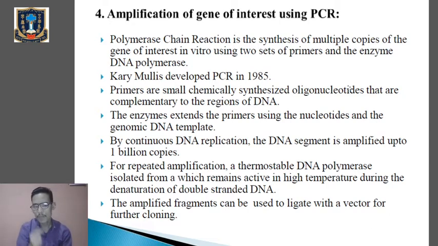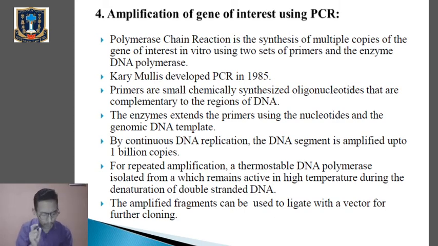And for repeated amplifications, we require a thermostable enzyme. Thermo means heat stable, which can withstand a high degree of temperature. So we are going to use a thermostable DNA polymerase enzyme in PCR, which can withstand high temperature during the denaturation of DNA. When we denature the double-stranded DNA by applying heat, we require an enzyme that can resist such a high temperature. So we are going to use the thermostable DNA polymerase enzyme, which is mainly Taq polymerase, TAQ.